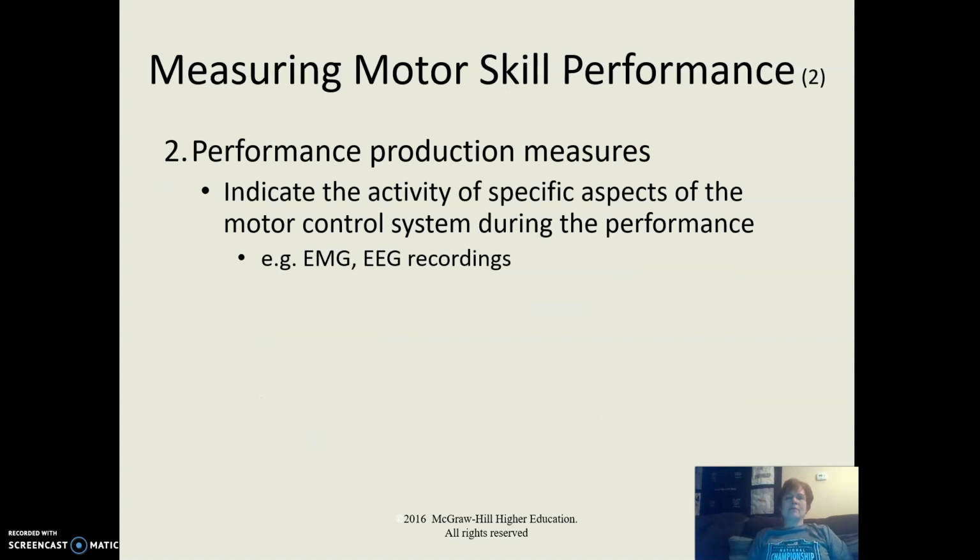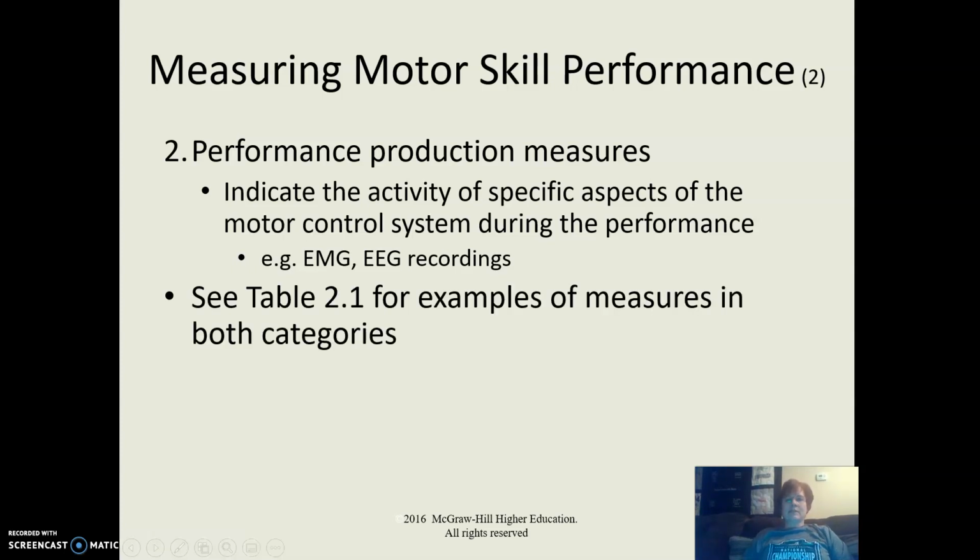And then the other category deals with performance production measures. And now this would indicate more of what is actually happening during the movement itself, the activity of different aspects of the motor control system. For instance, EMG, which stands for electromyography, and EEG, which is electroencephalogram recordings, recordings of brain activity. So both of these would be examples of measuring the production, the activity of the muscles or the nervous system as you produce a specific movement.